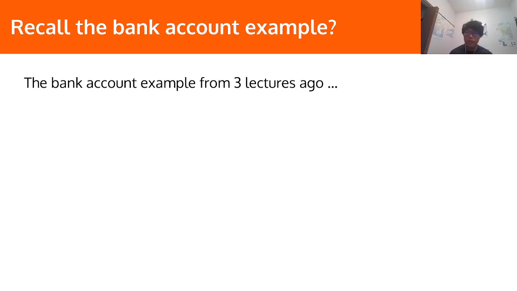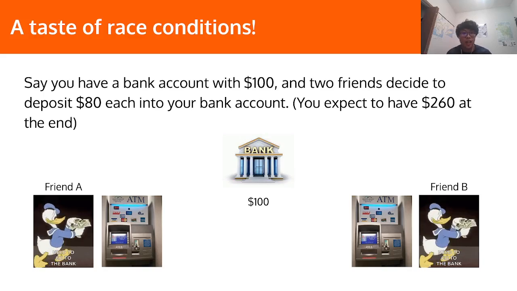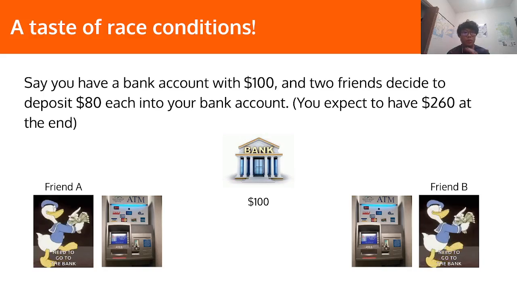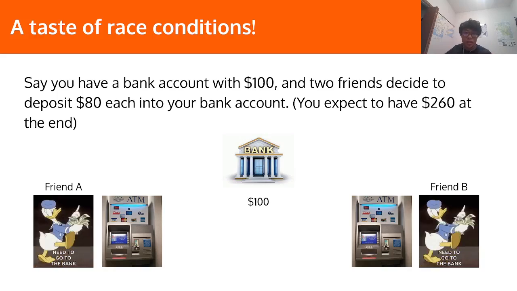When we first introduced multi-threading about 2 weeks ago, I made this toy example of a bank account and some of the problems that we have. So let's look at that again, because today we'll try to solve that problem. Let's refresh the example. You have a bank account of $100, and friend A and friend B want to put $80 each into your bank account. So obviously at the end of the two transactions, you expect to have 100 plus 80 plus 80, which is $260. So let's see what happens.